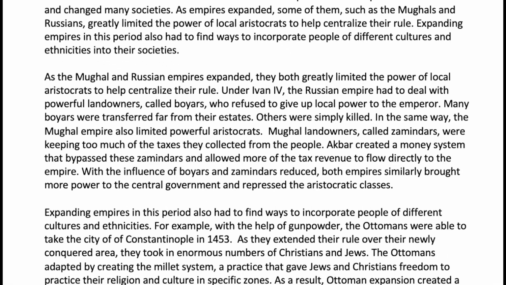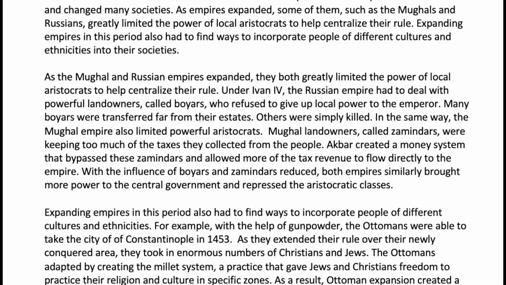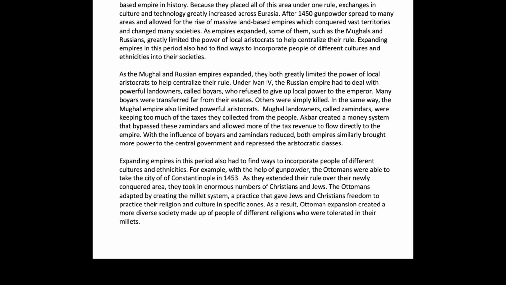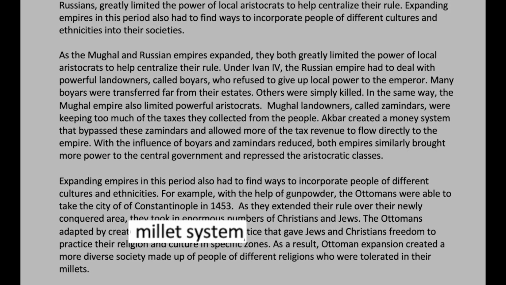In the body paragraph, we see several relevant pieces of evidence. Ivan IV is here, the aristocratic class known as the boyars, both of which are relevant to this time period. We also see the Mughal landowners, or the zamindars, along with the Mughal Emperor Akbar. This first paragraph alone has enough evidence to get that first easy point. But the evidence continues in the second body paragraph. The conquest of Constantinople, the millets of the Ottoman Empire, they're both relevant pieces of evidence. This is a slam dunk for that first evidence point.